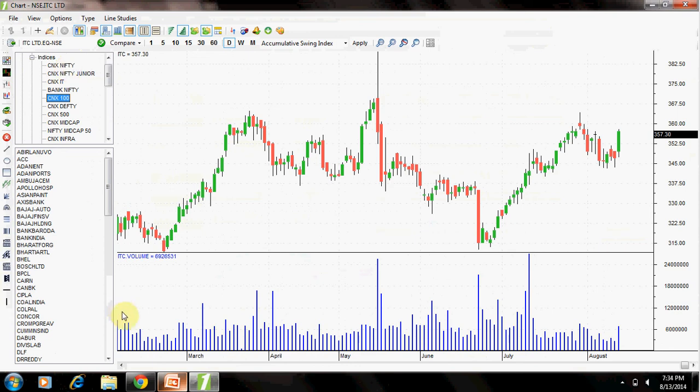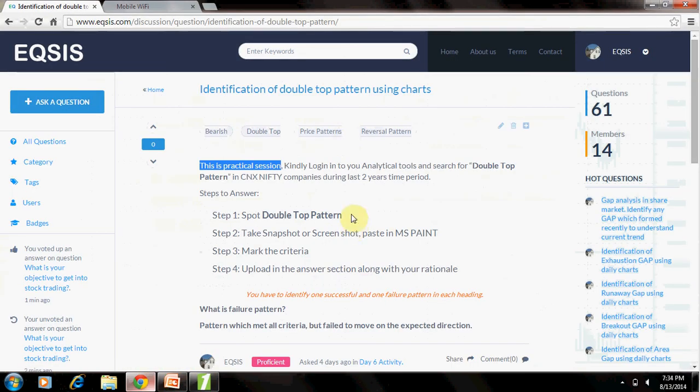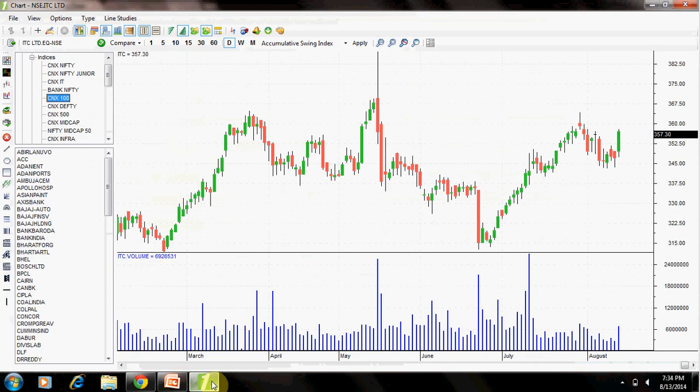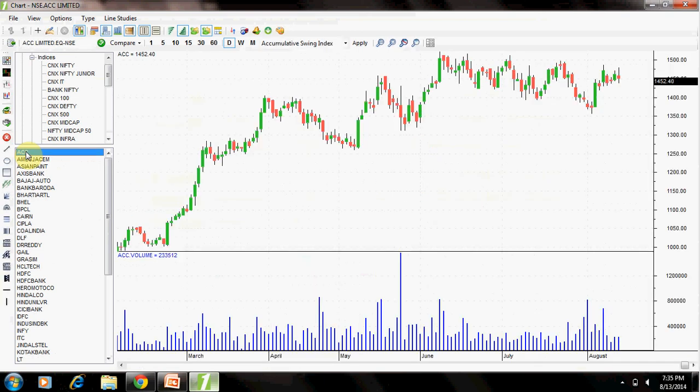Now go and look at the question. This question is only about a double top. Am I right? This is only about the double top. So now what we have to do is go to this. Just press any company, ACC. So if you go to the ACC.